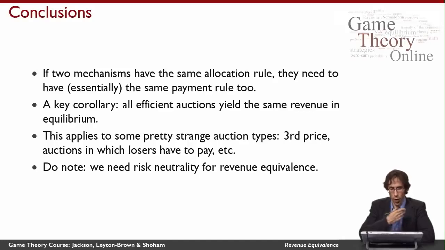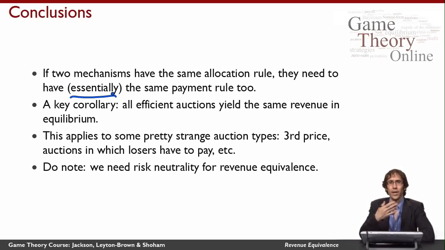So the overall claim that we want to make here, the overall takeaway from all of this, is that if two mechanisms have the same allocation rule, then they basically have the same payment rule too. And when I say basically, all I really mean is that the only thing that can change is if I just offset everything by a constant.